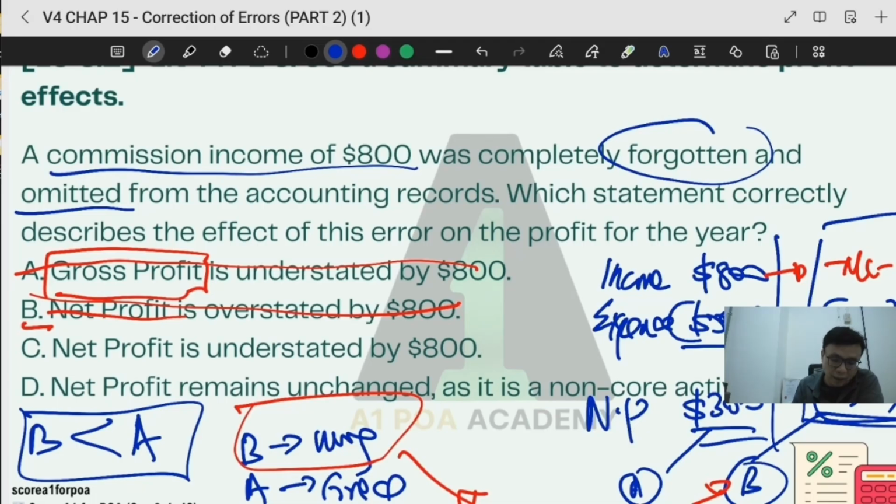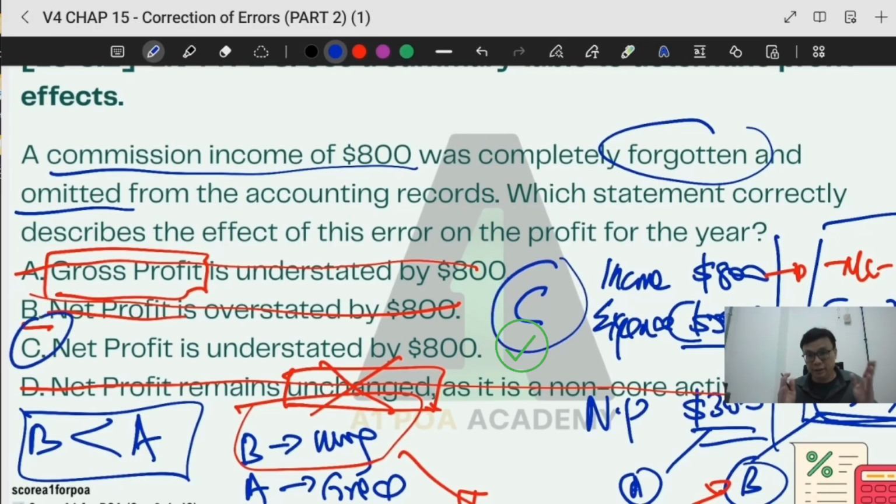But let us double confirm by looking at D. D, here it says that net profit remains unchanged as it is a non-core activity. So definitely this is not the case because for sure there is a change. So as a result of that, because of the words here remain unchanged, this is wrong. The whole entire option is wrong. And therefore the answer, it must be C here.